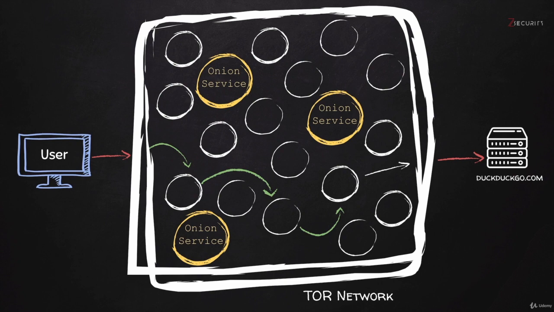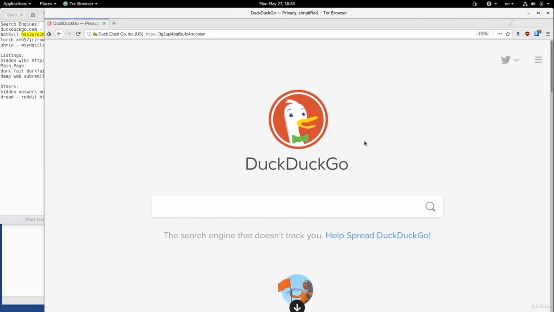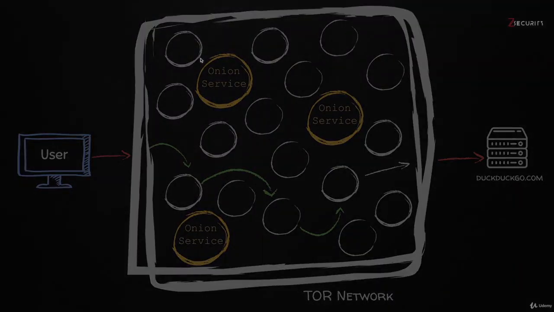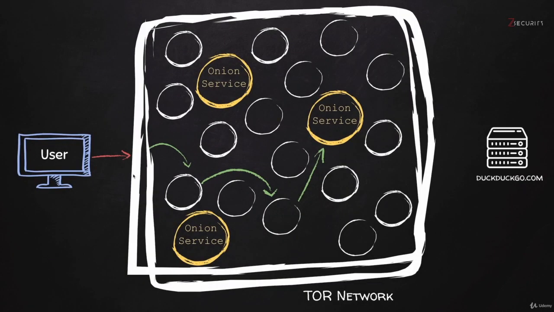But when you access the Onion service link, which is what I accessed right now, we will never leave the Tor network. So we'll be going through the Tor network again, but we will never leave the Tor network. The last node will contain the Onion service that we requested, and therefore we will fully benefit from the privacy that Tor offers.